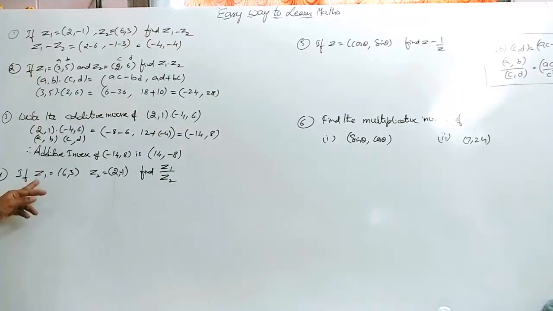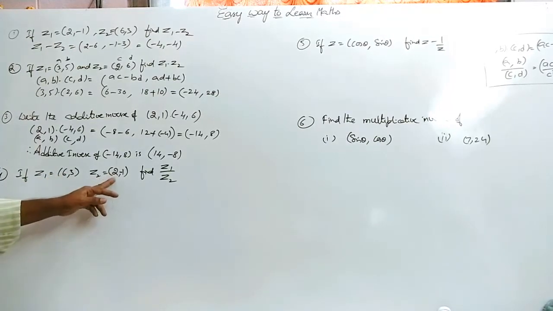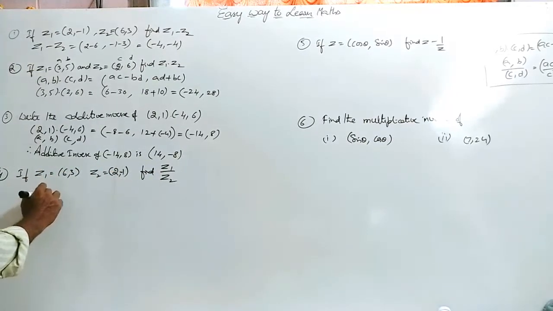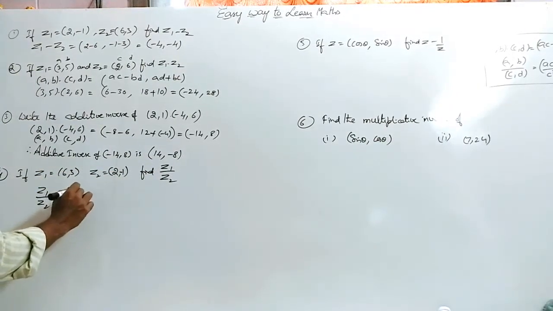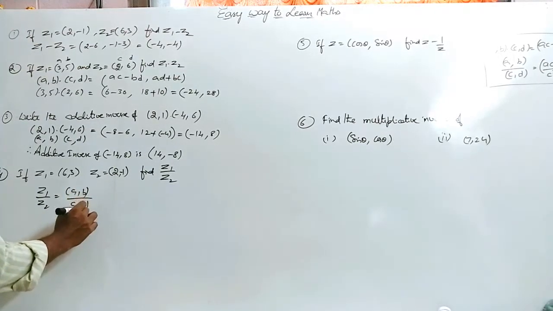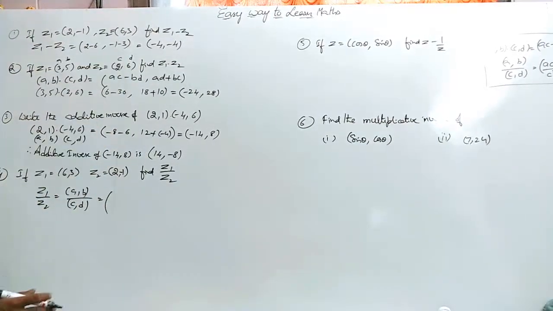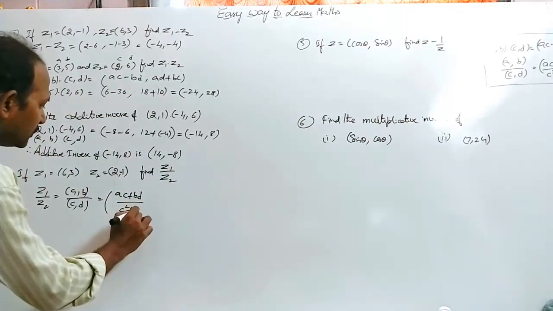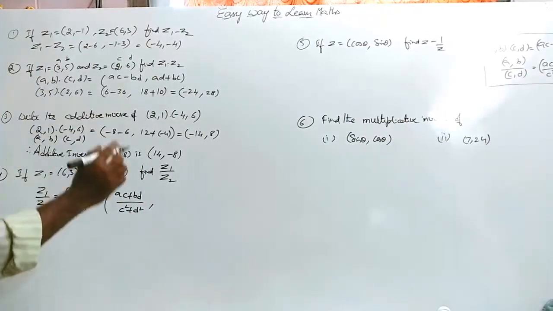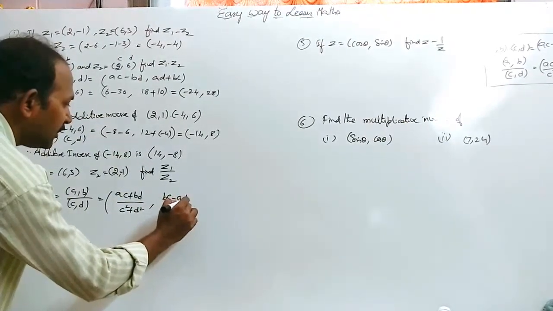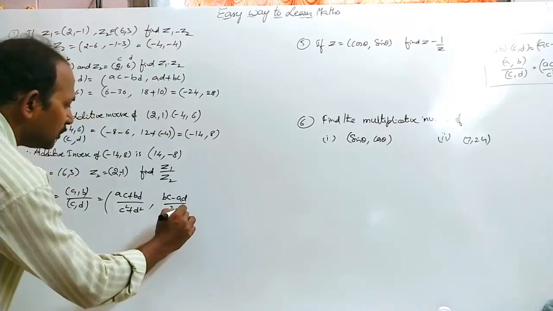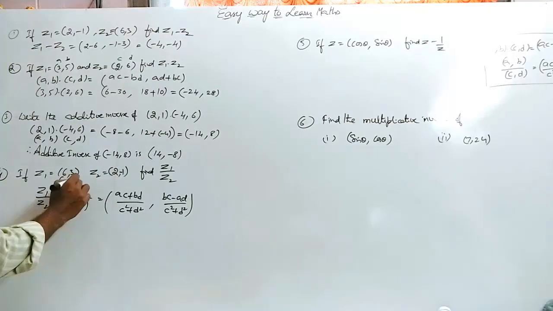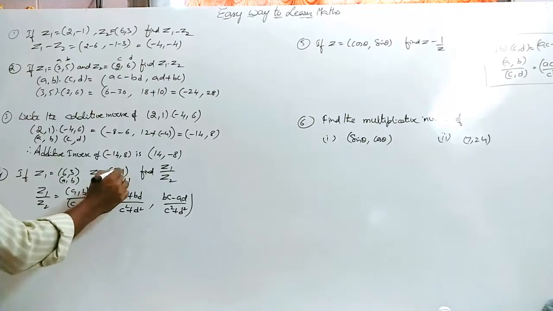Then again, if Z1 = (6, 3) and Z2 = (2, -1), find the division Z1 by Z2. We know that the formula for division is, if Z1 = (a, b) and Z2 = (c, d), the real part is (ac + bd) by (c² + d²), and the imaginary part is (bc - ad) by (c² + d²). Now let us substitute in this formula. Here (a, b) is (6, 3) and (c, d) is (2, -1).